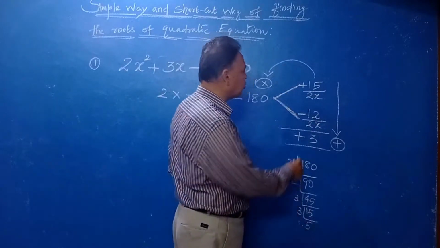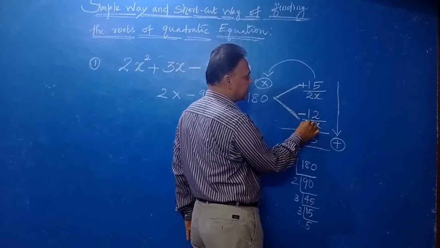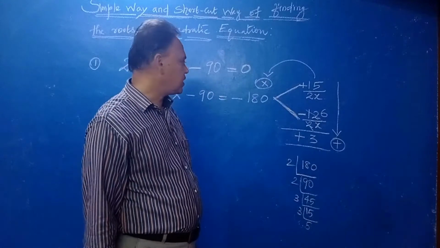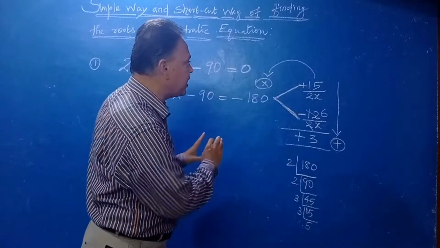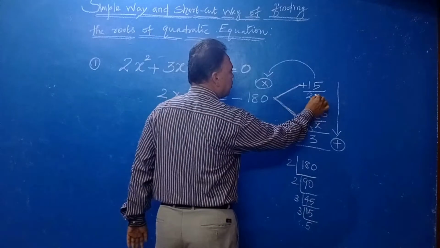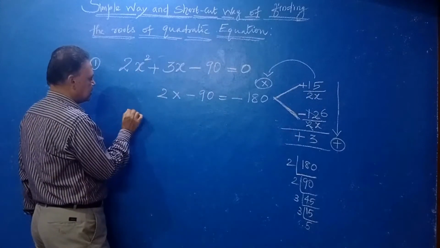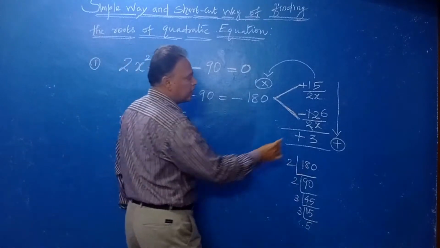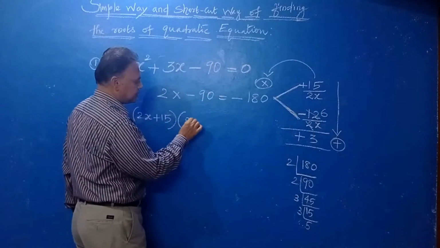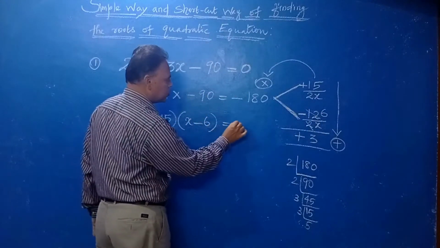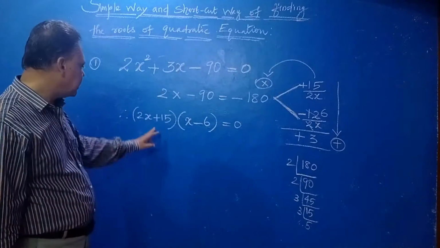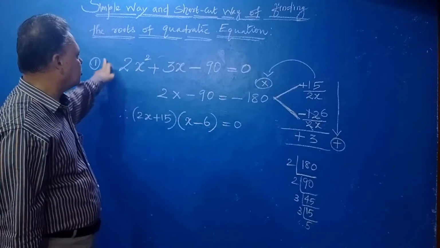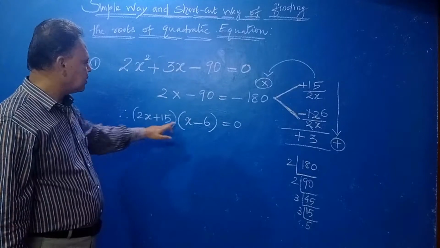Clear? Now you simplify this. Here we cannot simplify, here we can simplify. This 2 you cut, it becomes 6. Now we have to write it in factor form. You see how I am writing: 2x plus 15 as it is. Therefore, that is nothing but 2x plus 15 into x minus 6 equal to 0. Easily you can find the two factors.